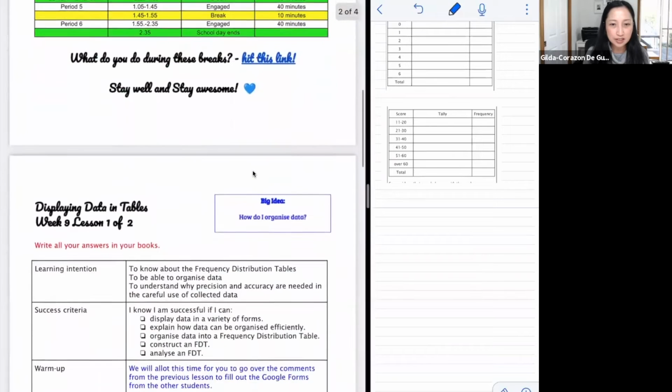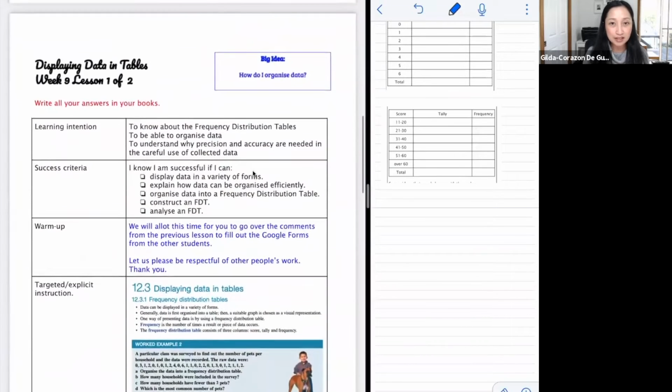What we looked at last lesson was how to gather data. How do we collect data? And as you might probably know already, we're doing that cycle. After collecting your data, what we want to do is organize the data. That's our big question for today: how do we organize data?